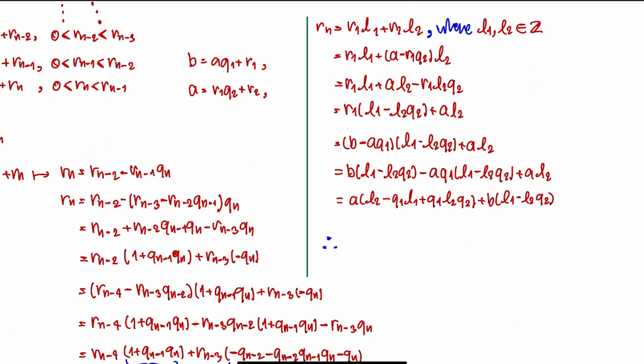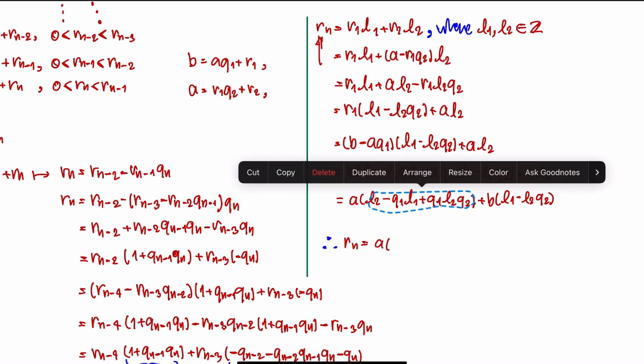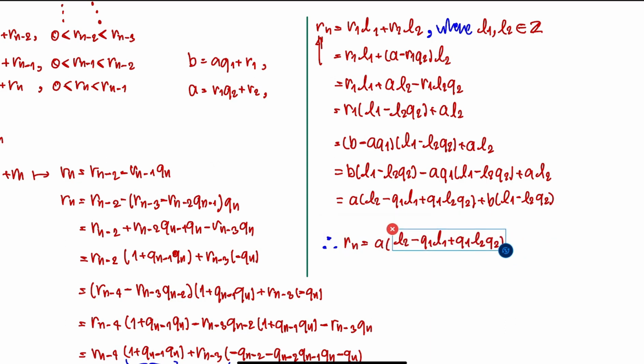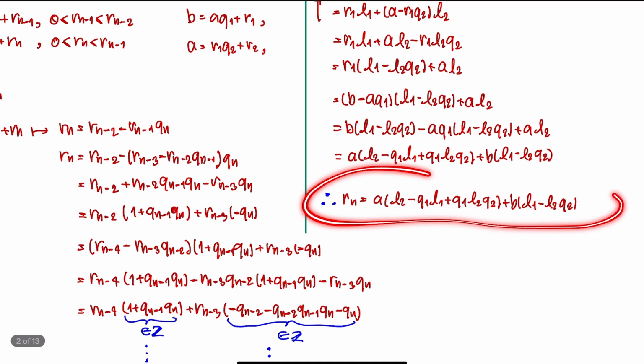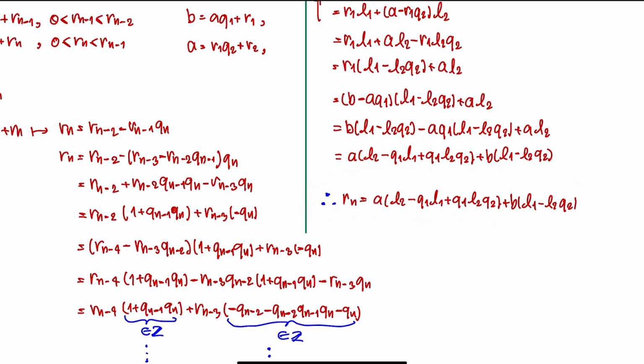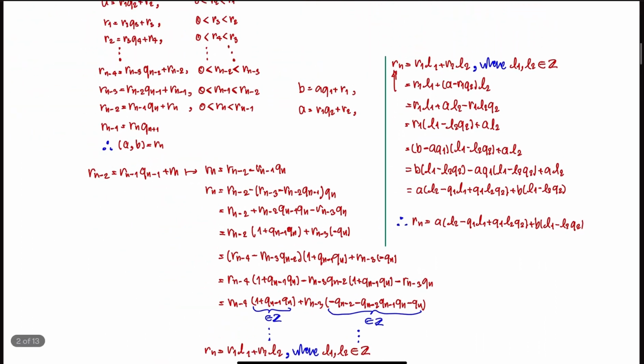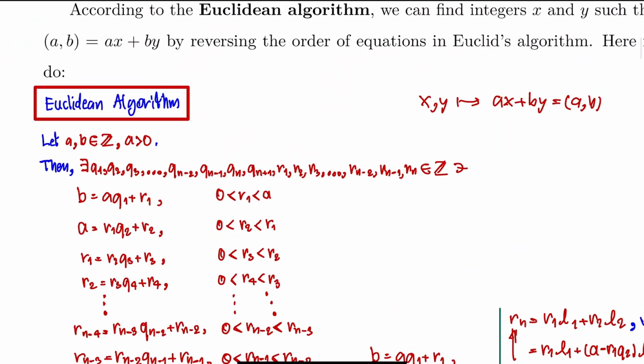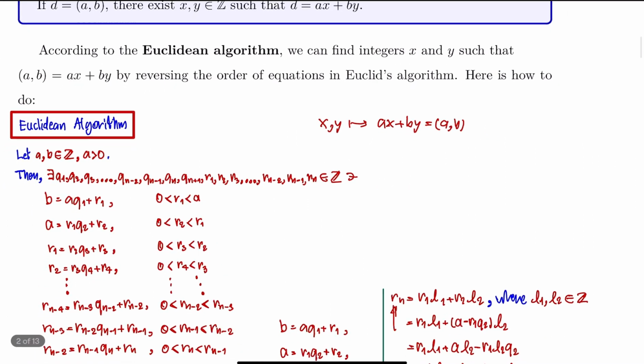So that you can have the greatest common divisor, which is Rn, right? This one here. And Rn becomes A times this integer plus B times this integer. So this term right here looks like the Bezout identity. So this is how to write the Bezout identity by using the Euclidean algorithm. And that's it for this video.